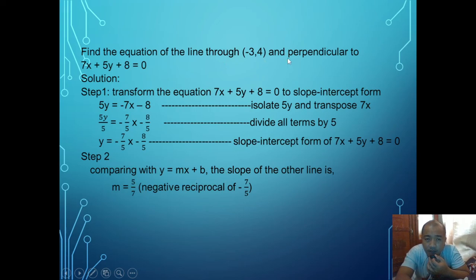But since we're trying to find an equation of the line passing through negative 3, 4 and perpendicular to this line, when they are perpendicular, the product of their slopes is negative 1. So, we must just get the negative reciprocal of negative 7/5, which is 5/7. So the slope of the other line is 5/7 passing through negative 3, 4.